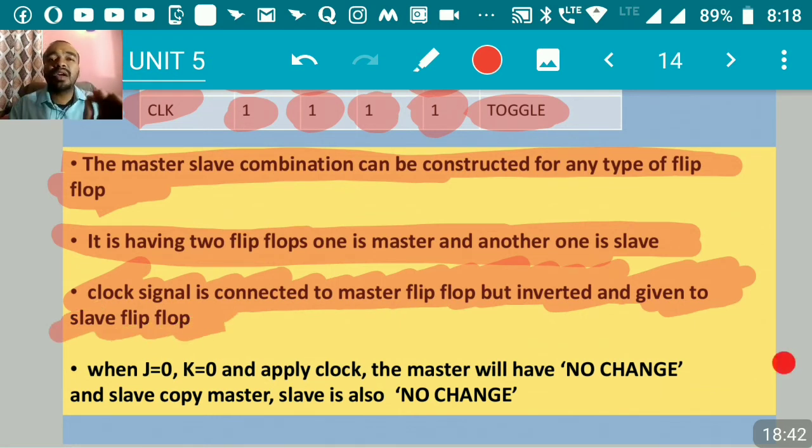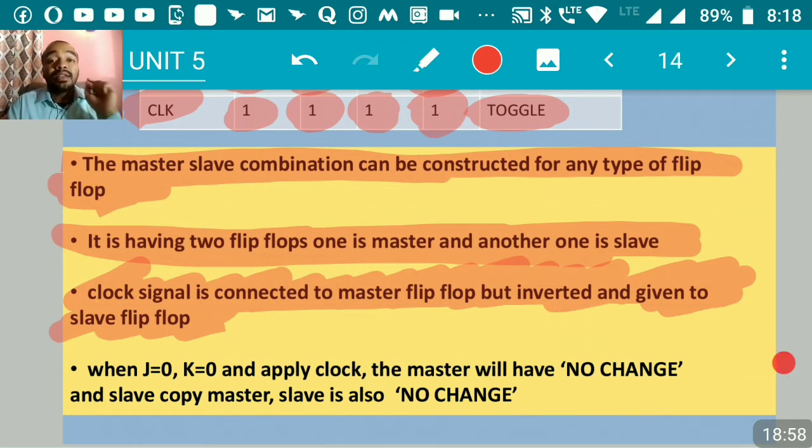The same thing we are going to write. The first three sentences are going to be very easy. The master slave combination can be constructed for any type of flip-flop. That is a general statement. It is having two flip-flops. One is master and the other is slave. Whatever that we have in the diagram, that is what we are going to say.